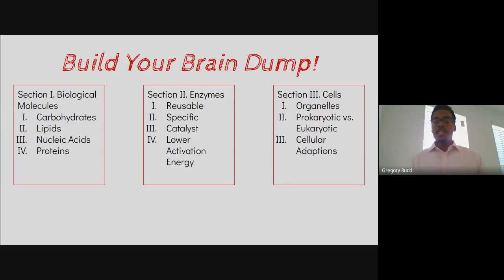So, this is just an example, but in section 1, I might have biological molecules, and I list my biological molecules, and then I have some facts about each one under it. And then in section 2, I might have a section about enzymes, and then I list some facts about enzymes and whatever other clues I think might be useful. In section 3, maybe I'll talk about cells, and then I'll list the organelles of a cell, and then I'll talk about the difference between prokaryotic and eukaryotic. So essentially, it should just be an opportunity for you all to organize your thoughts.